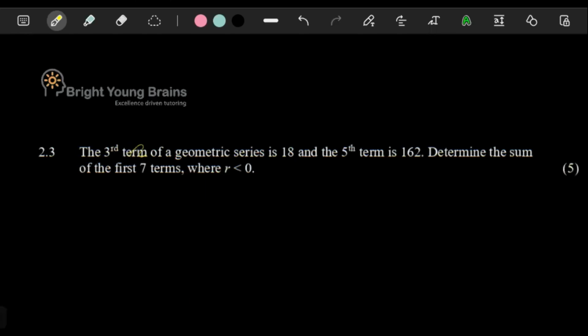They said the third term. So the third term translated just means T3. T3 of the geometric series is 18. Remember, is means equal to. So this is the information they gave you. T3 is equal to 18. Here, the fifth term, T5 is equal to 162.